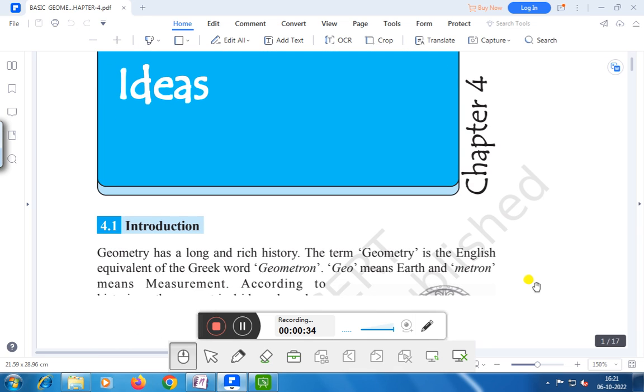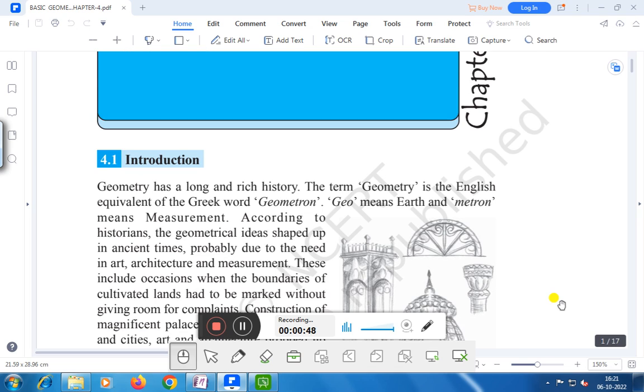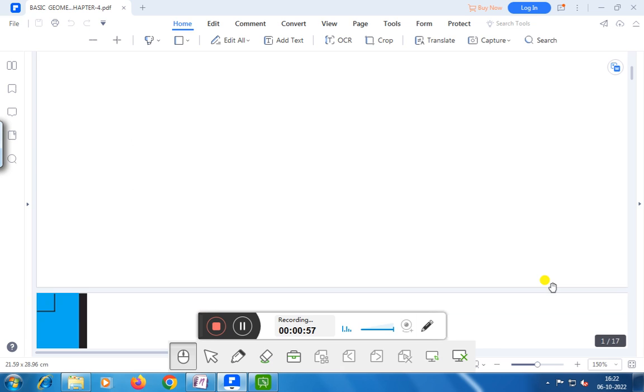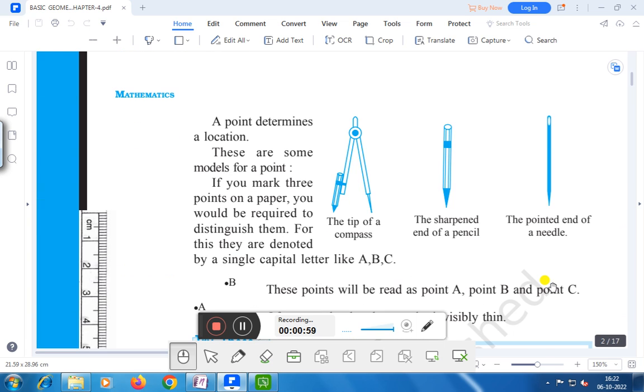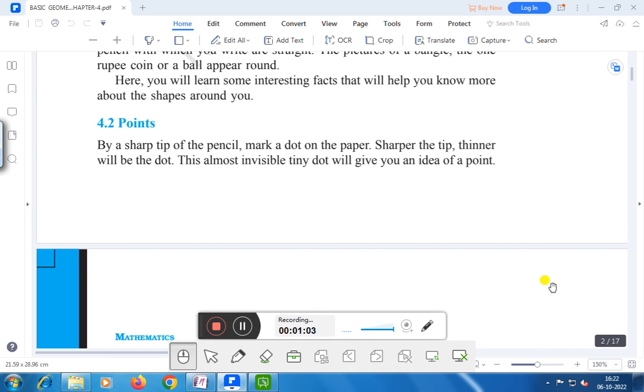What is that? Geometry has a long and rich history. The term geometry is the English equivalent of the Greek word geometron. Geo means earth and metron means measurement, right? According to historians, the geometrical ideas shaped up in ancient times probably due to the need in art, architecture and measurement.